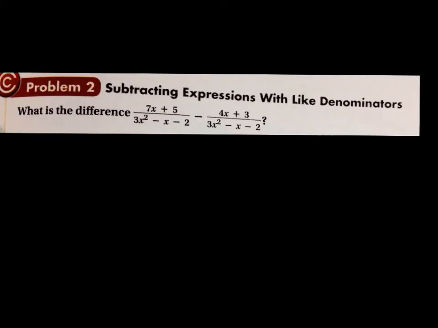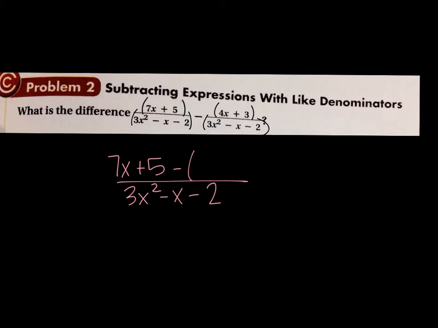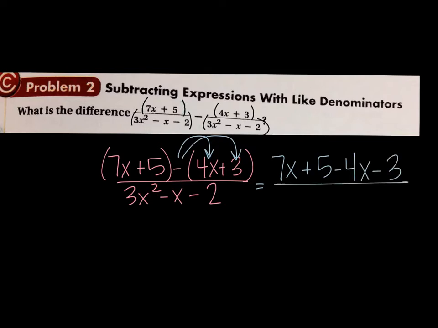Okay, and when we subtract expressions with like denominators, we're going to do the same thing. But what I want you to do is put the numerator and the denominators in parentheses. There's a reason I'm asking you to do that. We're going to keep the denominator like we did before. And then we're going to do 7x plus 5 minus 4x plus 3. The reason I had you put it in parentheses is because you want to distribute that negative. If you don't do that, you'll get it wrong. So we get 7x plus 5 minus 4x minus 3 over 3x squared minus x minus 2.